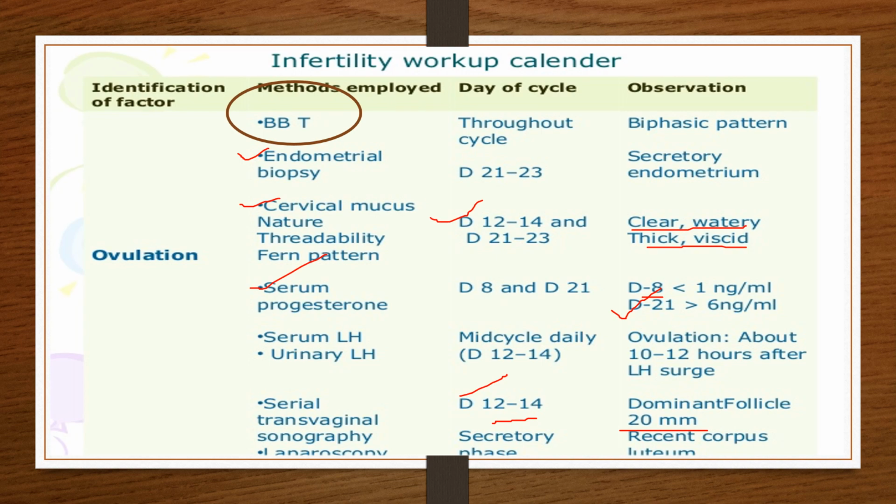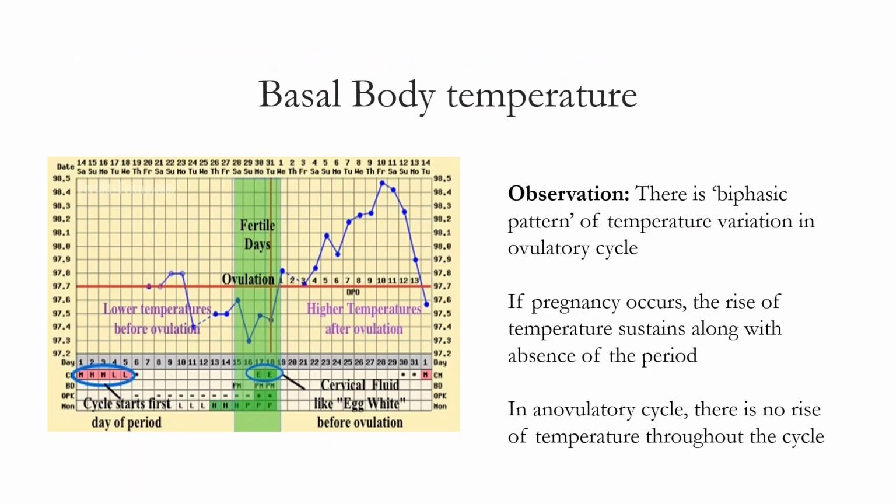Now we want to say a few more words about the basal body temperature. Basal body temperature has a biphasic pattern. We can see this is the phase before ovulation, the pre-ovulatory follicular phase, and this is the luteal phase, post-ovulatory. So we can see the definite change of pattern. This is known as a biphasic pattern of the basal body temperature. Now if pregnancy occurs, this rise of temperature sustains along with absence of period. This is the duration of menses or period. And in an anovulatory cycle, if there is any problem in ovulation, you will find that there is no rise of temperature throughout the cycle.